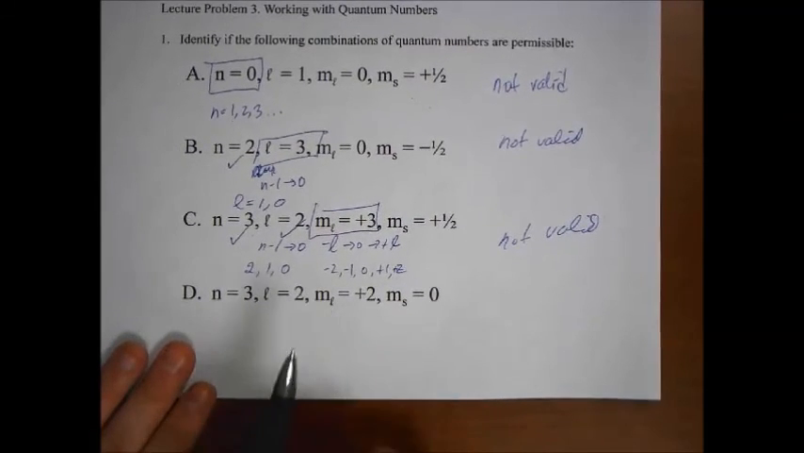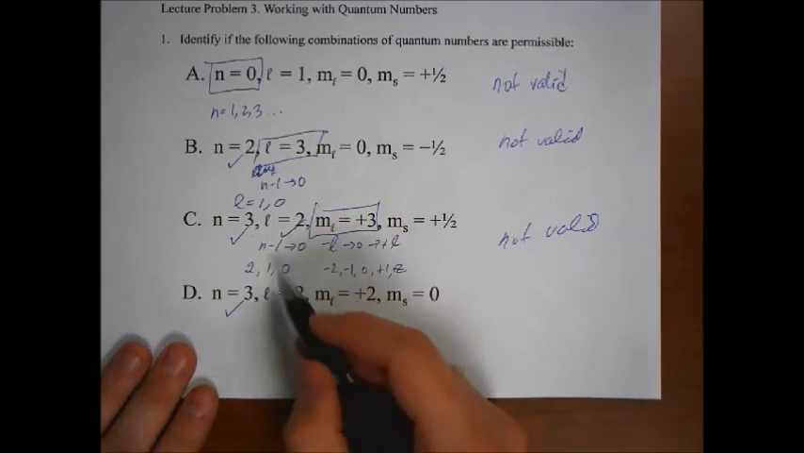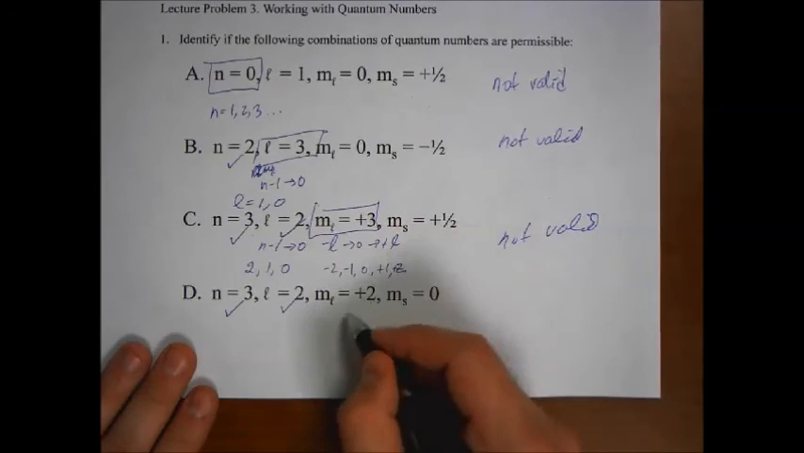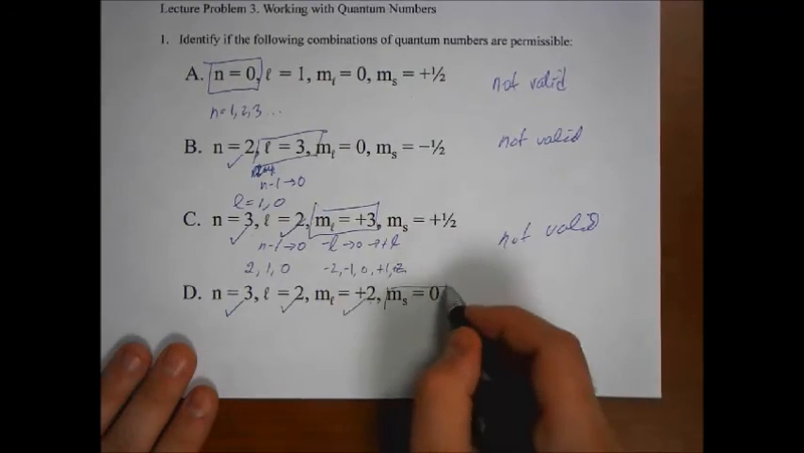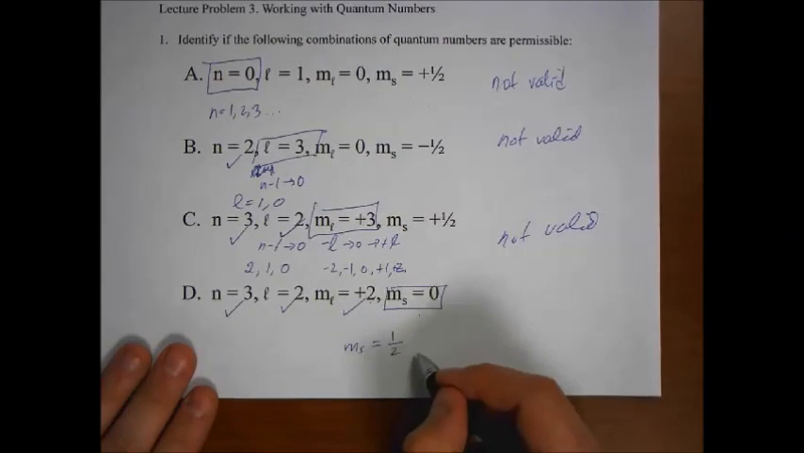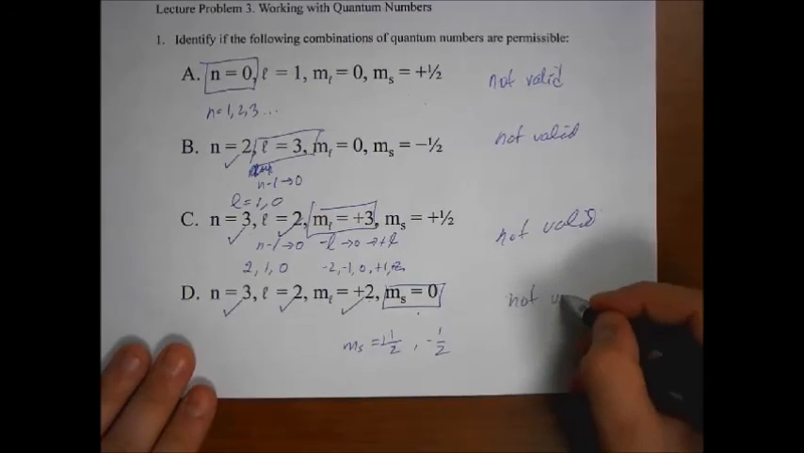So for the last one, let's take a look. n is equal to 3, that one's okay. We proved here that L is equal to 2, that's okay. m sub L is equal to plus 2, well, that's okay too. m sub S, this is no good. We know that m sub S can only equal positive 1/2 and negative 1/2. So this is not valid.